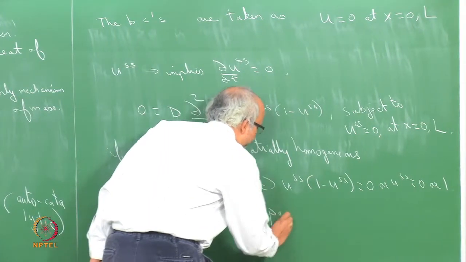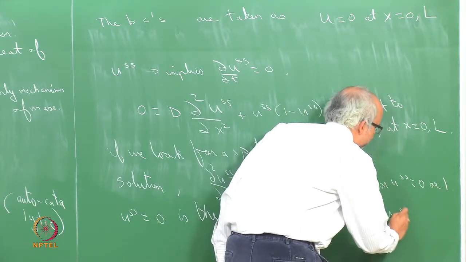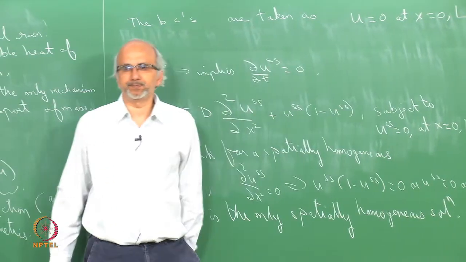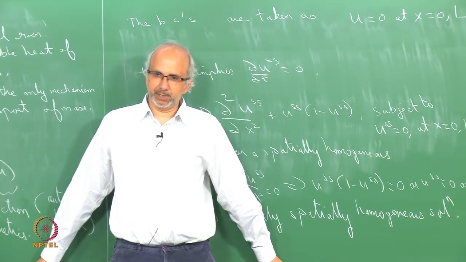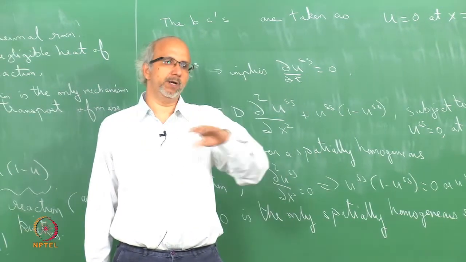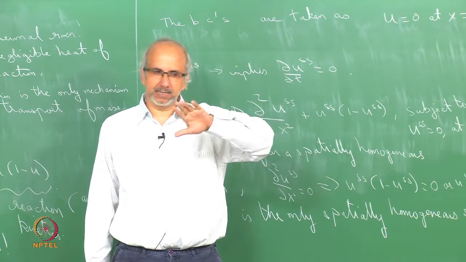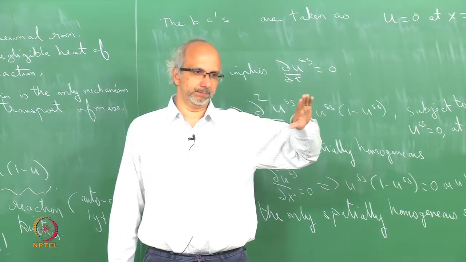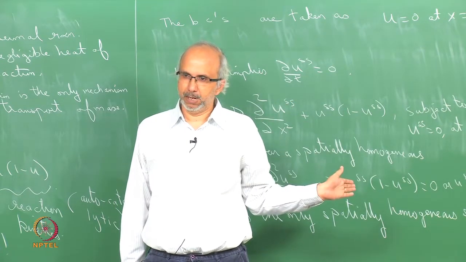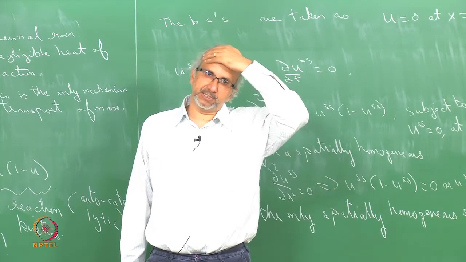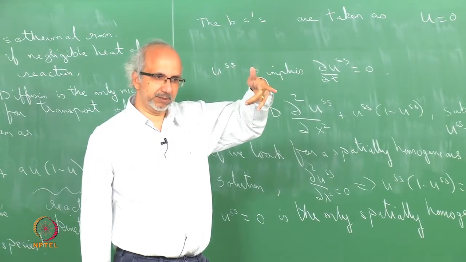So U_SS equal to 0 is the only spatially homogeneous solution. Okay? So my question now is, when would the concentration inside my catalyst be spatially uniform? I mean, this is a possible solution. So now, what are the different processes which are actually taking place inside your system? One is you have the diffusive process and one is you have the reaction process.